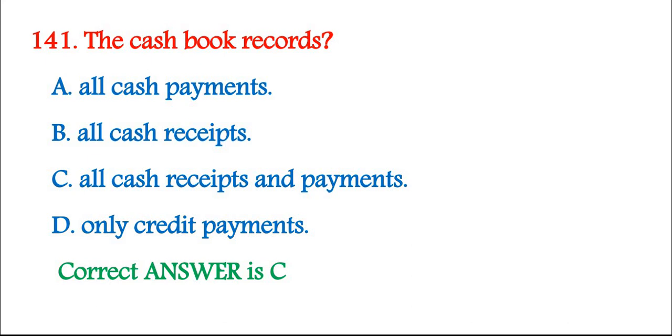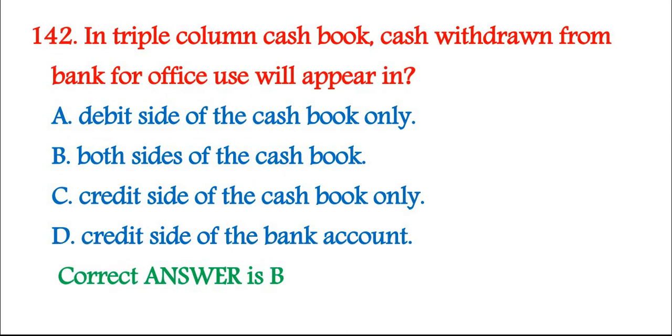141. The cash book records A. all cash payments, B. all cash receipts, C. all cash receipts and payments, D. only credit payments. Correct answer is C. 142. In triple column cash book, cash withdrawn from bank for office use will appear in A. debit side of the cash book only, B. both sides of the cash book, C. credit side of the cash book only, D. credit side of the bank account. Correct answer is B.